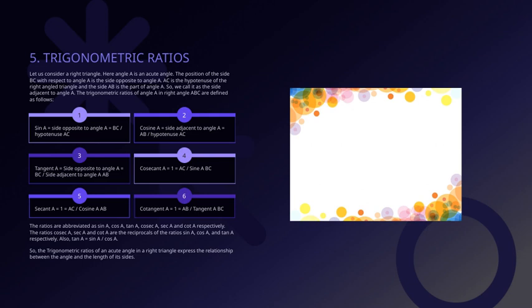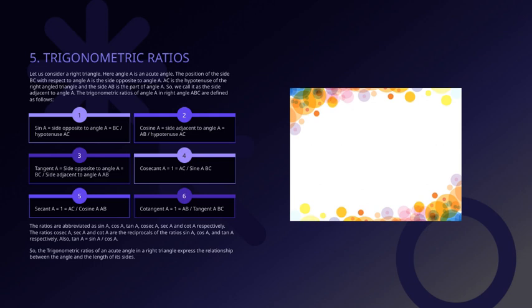These relationships allow us to define the main trigonometric ratios. For angle A, the sine of A is the ratio of the opposite side, BC, to the hypotenuse, AC. Tangent of A is the ratio of the opposite side, BC, to the adjacent side, OB. Cosine of A is the ratio of the adjacent side, OB, to the hypotenuse, AC.